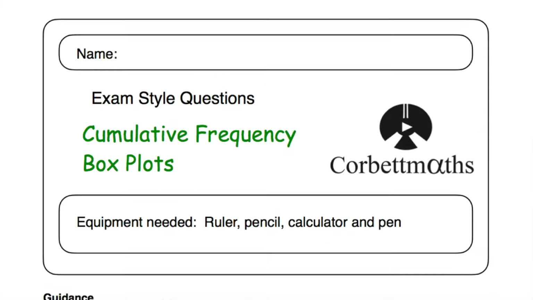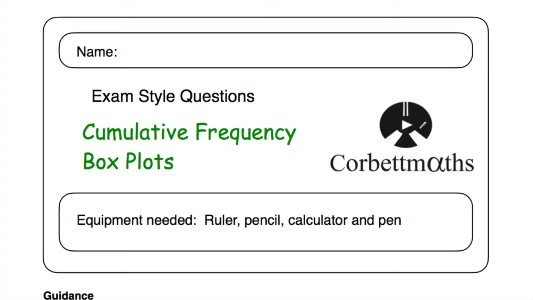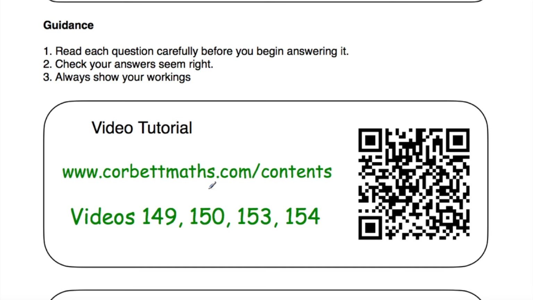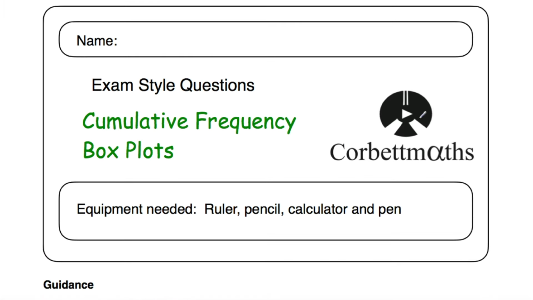So these have been the video solutions to the Corbettmaths practice questions on cumulative frequency diagrams and also box plots. If you need any extra help on those topics, if you go to Corbettmaths and go to the videos and worksheets section and scroll down, the video numbers 149, 150, 153 and 154, there's dedicated video tutorials there on cumulative frequency diagrams and box plots. Alternatively, you can scan this QR code. But in this video, we'll focus on the video solutions to the practice questions.